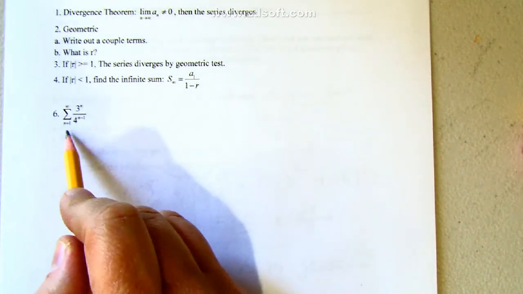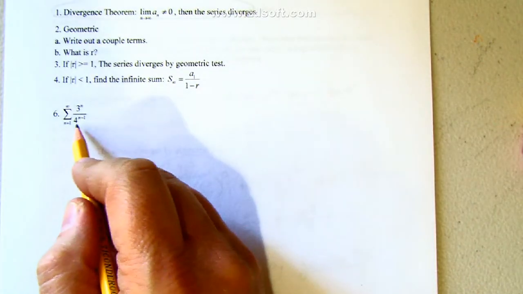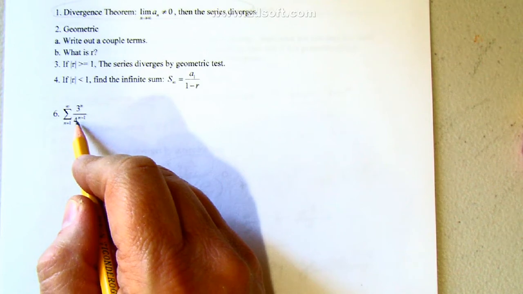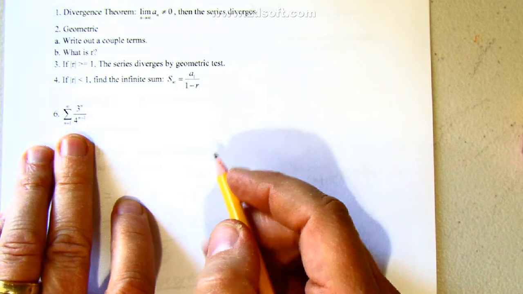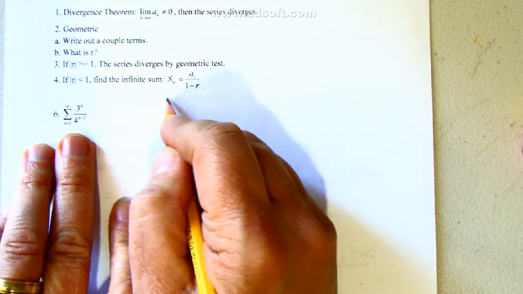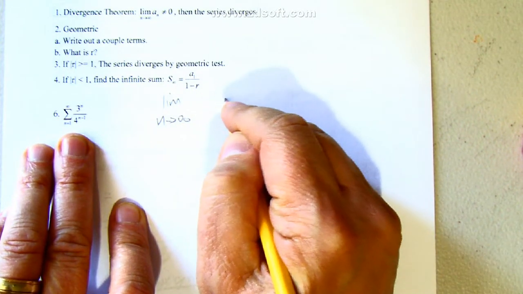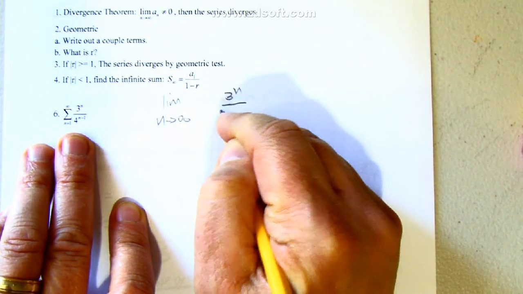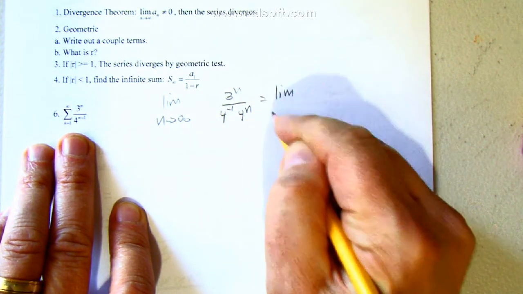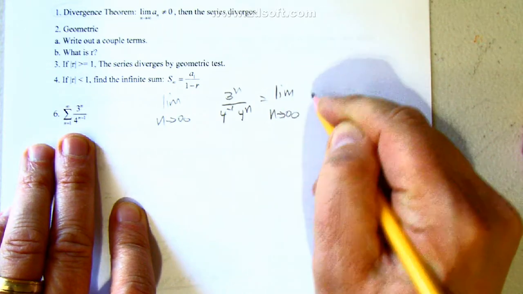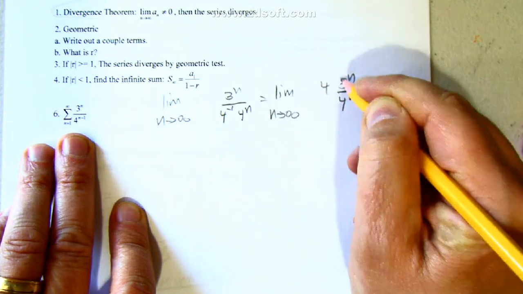Okay, so this to me looks like it's geometric. Let's eliminate the divergence theorem. Essentially, I know that this is not going to go to some non-zero value. You don't really have to do this, but I'm going to rewrite this as the limit as n goes to infinity of 3 to the n, 4 to the negative 1, 4 to the n, which turns into the limit as n goes to infinity. Since that's a negative 1, it'll be 4, 3 to the n, 4 to the n.